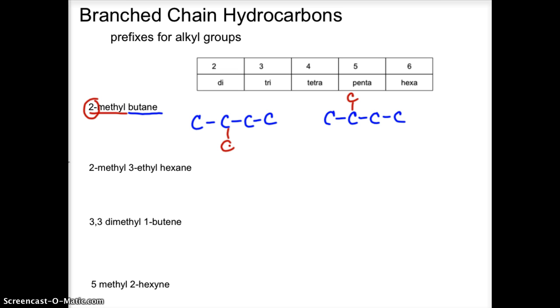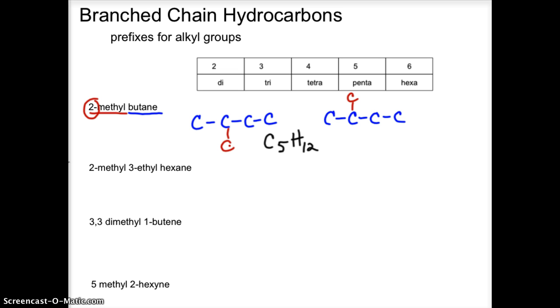Now if I asked you to write the molecular formula, you're going to count all of the carbons that are in that molecule. Notice you've got 4 carbons in the longest chain and you've got 1 branching, so you have a total of 5 carbons. So that would be C5H12 because it is still an alkane and it follows that general rule, C to the N, H to the 2N plus 2. All right, let's take a look at another example.